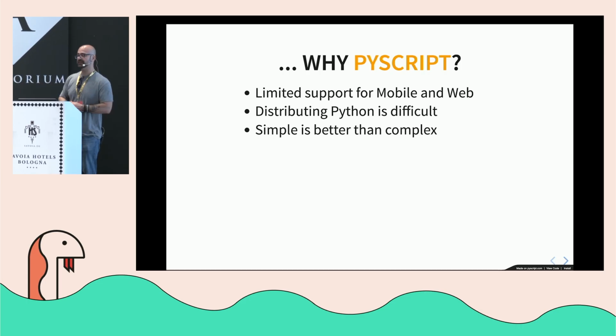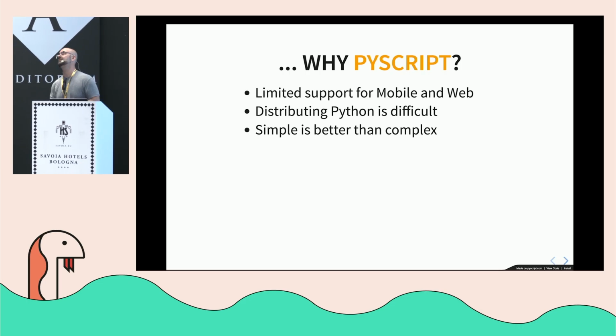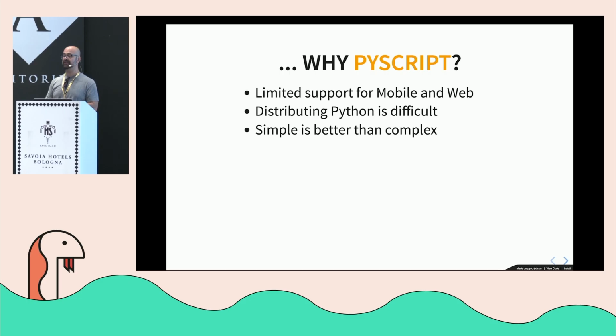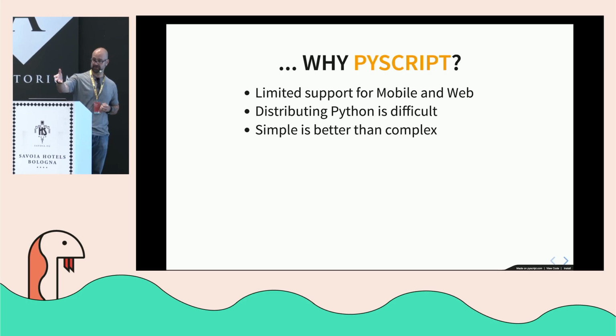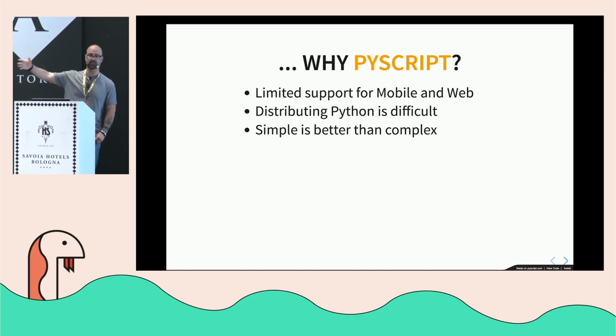Almost all of those were reasons behind it, but the original ones: Python had limited support for mobile and web. There's a great talk by Russell Keith-Magee around the future of Python a few PyCons ago, a keynote. I highly recommend it. He talks about that. The Python community needs to be prepared for the future of computing, and it's probably not on the desktop. It's on mobile devices and things like this. Distributing Python is difficult. And simple is better than complex.